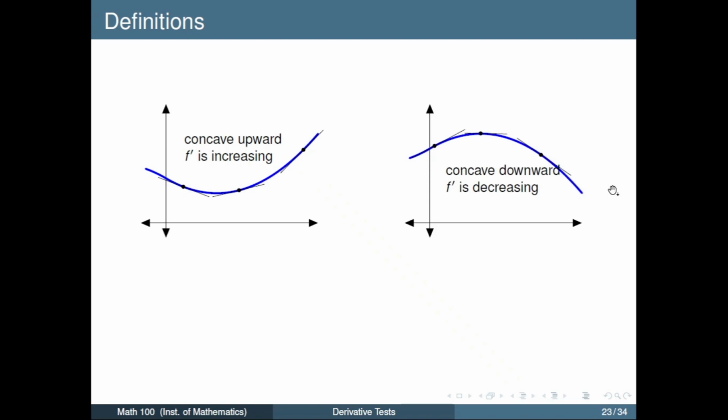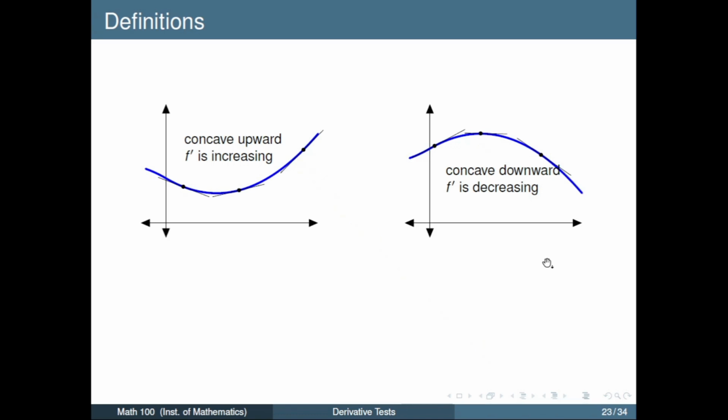Similarly, with this graph, meron tayong positive slope, tapos naging 0 at this point, tapos naging negative at this point. Hence, pababa ng pababa yung slope ng tangent line, hence f prime is decreasing, therefore this graph is concave downward. And may isang property pa tayo na mapapansin based on these two graphs.